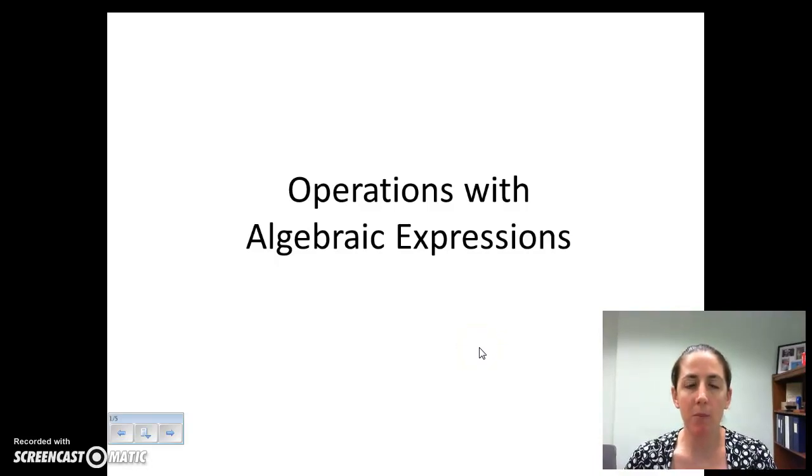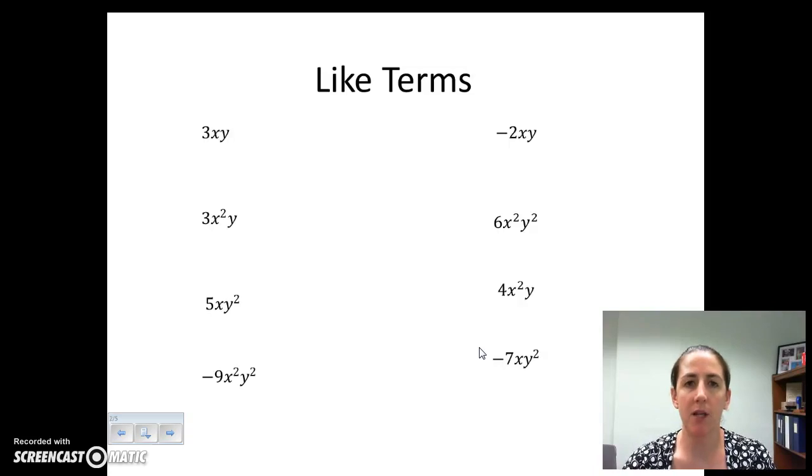Today we're going to talk about operations with algebraic expressions. To start, we're going to talk about what some algebraic expressions look like. We'll begin by talking about like terms. As you can see, we have a bunch of algebraic expressions here that all have variables, and some of the variables have exponents. Like terms have the exact same variables with the exact same exponents.